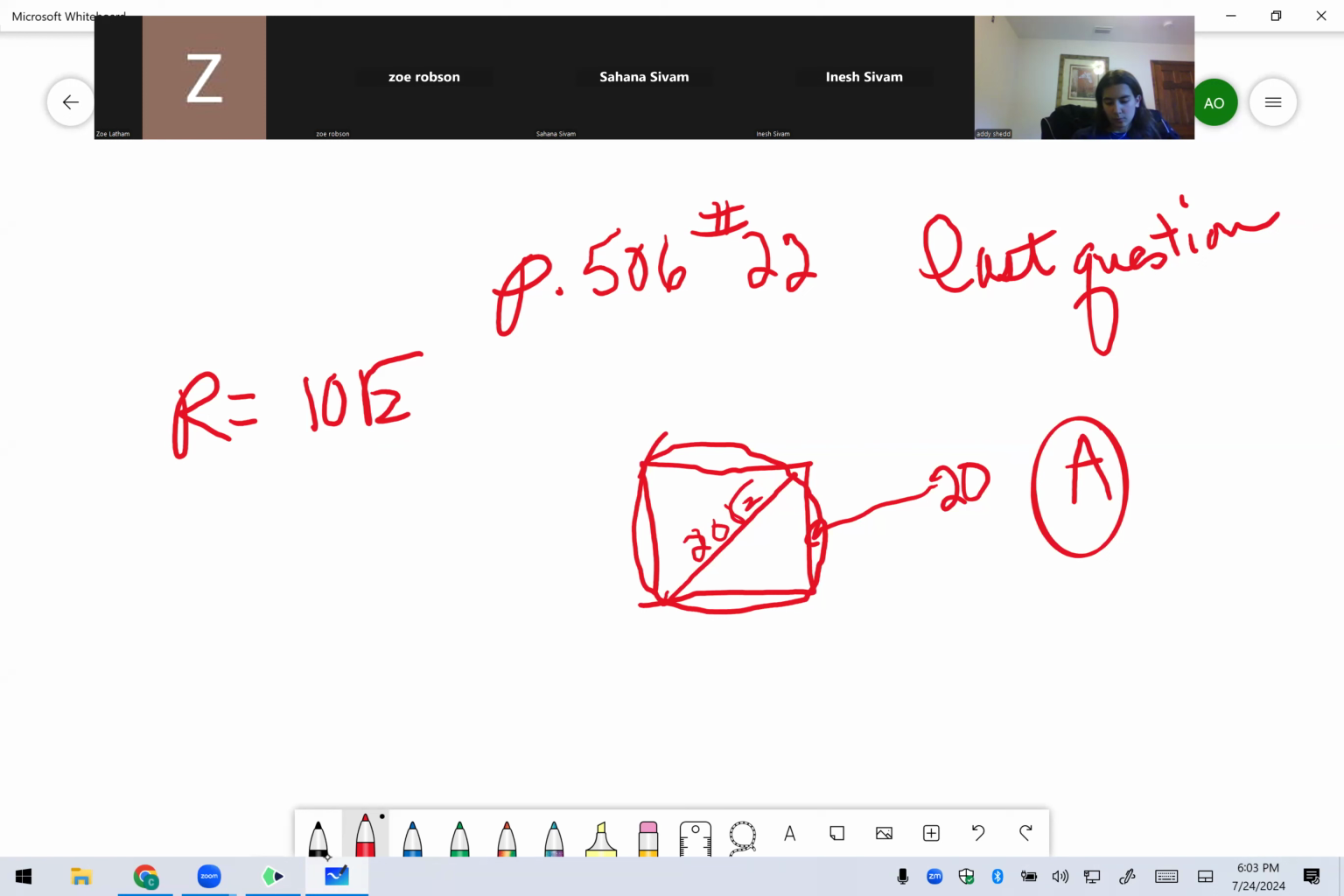So Addie, did you get A on that hard one? Oh, good. Inesh, good. Sehana, yeah. Zoe Robson, yeah. And Zoe Latham. Yeah, that was a hard one. You guys have to be honest with me. That's the hardest one. It was in our packet years before it was on the test, so we're in tune here. Let's go back to the packet.